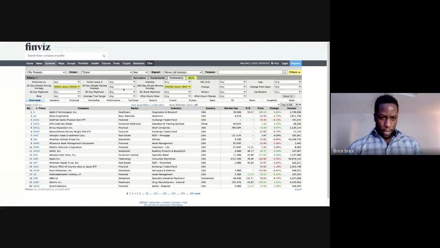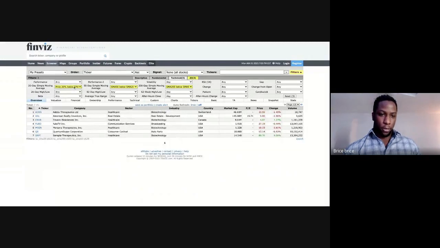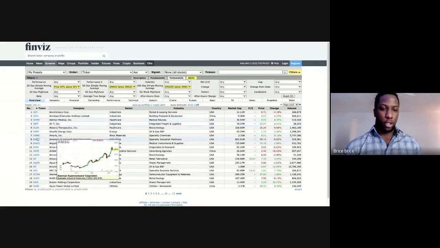And looking at this one, I would do the same thing. So SMA 50 below SMA 20. And sorry, for this one, SMA 20, I'm going to go for the price above SMA 20. Or if I want, I can go stronger. So I can put the price 20% or more above SMA 20. So then I have stocks that are really trendy.